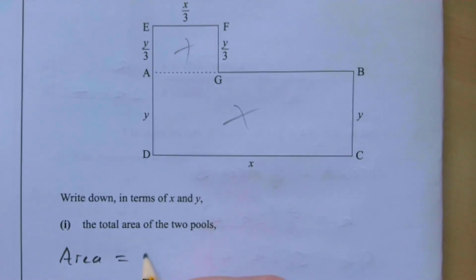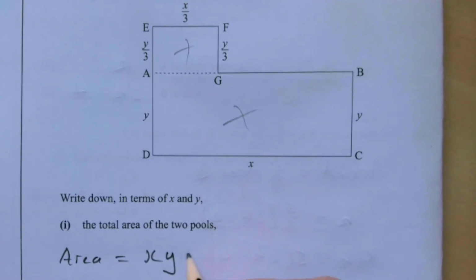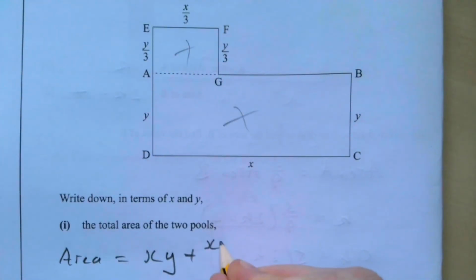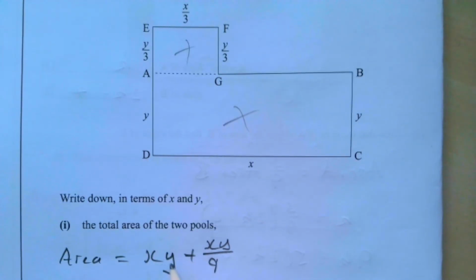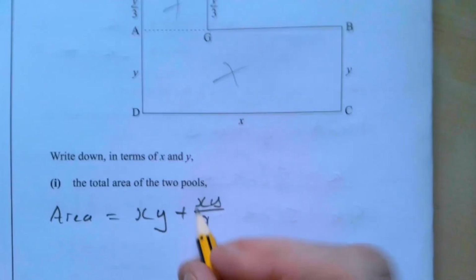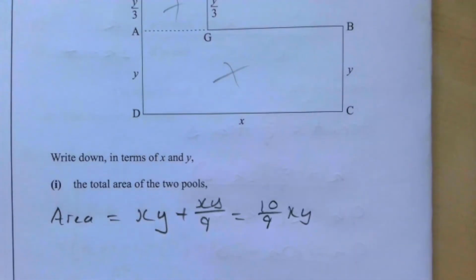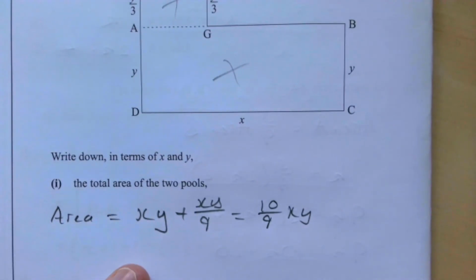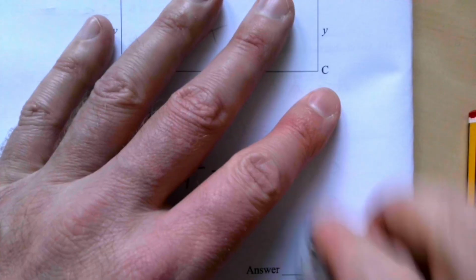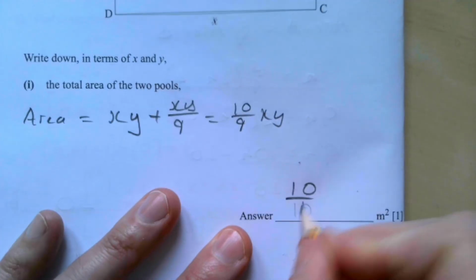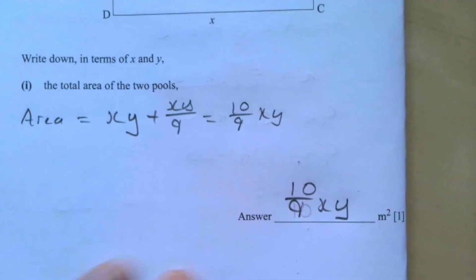So area is equal to xy, that's the big pool, plus x over 3 times y over 3, that gives me xy over 9. Those are both like terms, that's an xy, and that's a ninth of xy, so it's going to be 10 over 9 xy. So 10 over 9 xy.